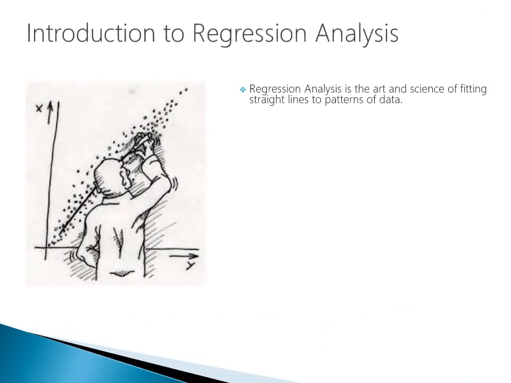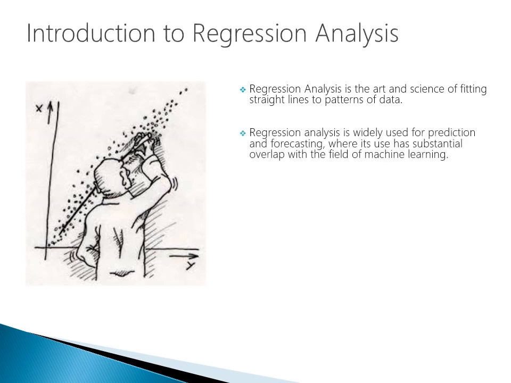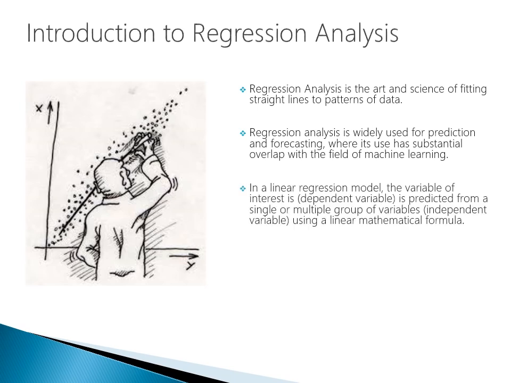Regression analysis is the art and science of fitting straight lines to patterns of data. Regression analysis is widely used for prediction and forecasting, where its use has substantial overlap with the field of machine learning. In a linear regression model, the variable of interest, the dependent variable, is predicted from a single or multiple group of variables, which we call independent variables, using a linear mathematical formula.